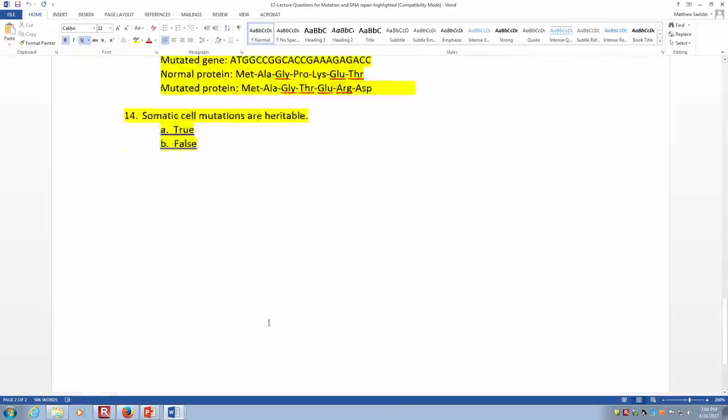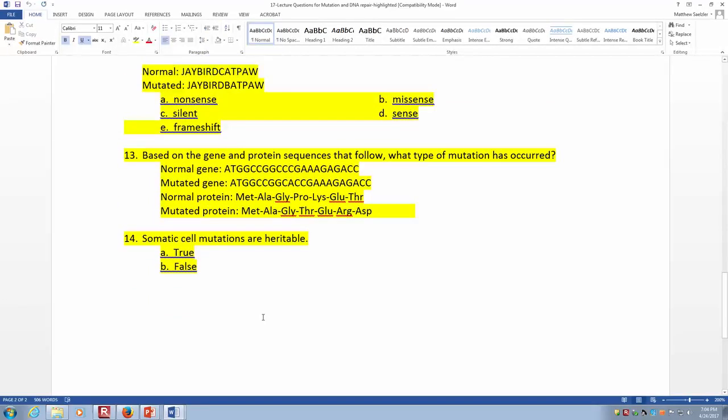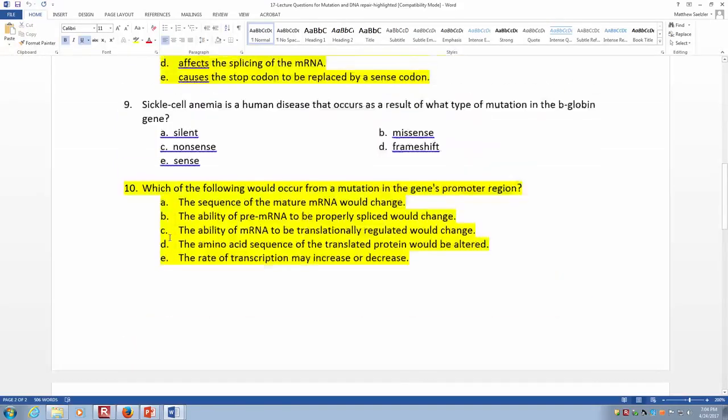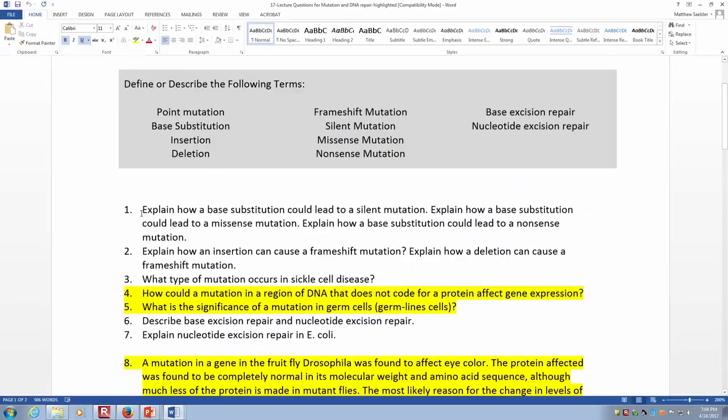14, somatic cell mutations are heritable. That's false. Right. If it read germ cell mutations are heritable, that would be true. Do you guys see other questions within this topic that you want to go through?